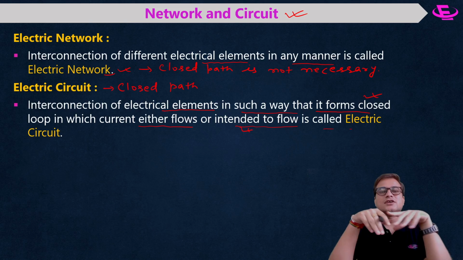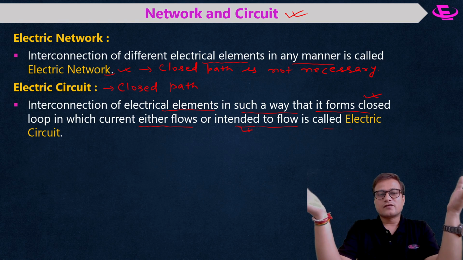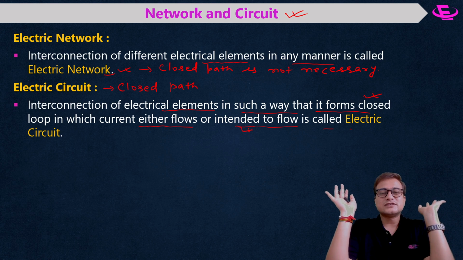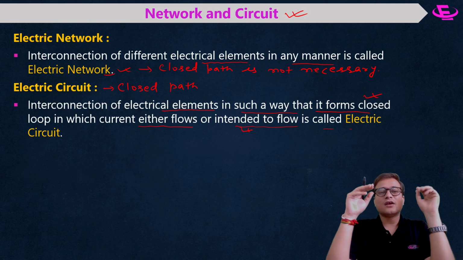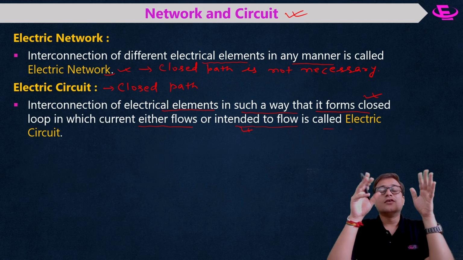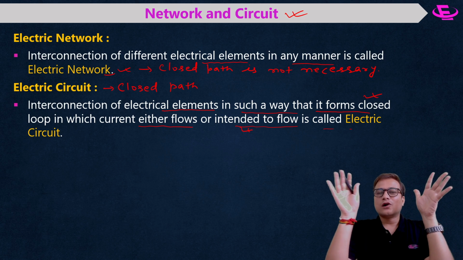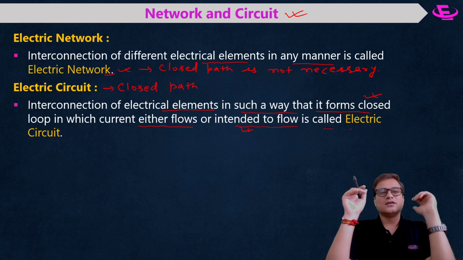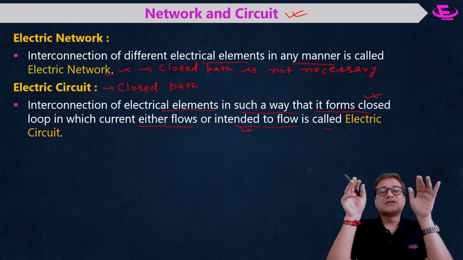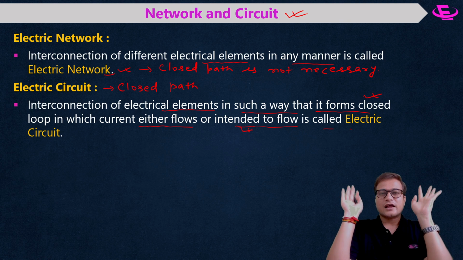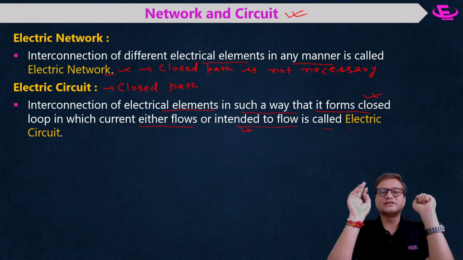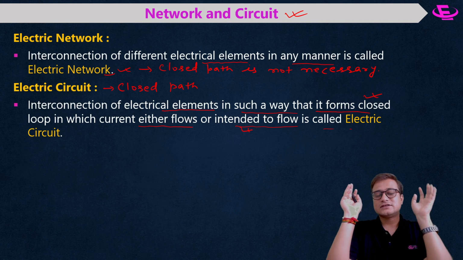So now I'm giving you some statements. First statement: all the circuits are networks. Yes, this statement is correct. Second statement: all the networks are circuits. No, because for a circuit there must be a closed path, and not all networks have a closed path. Third statement: some of the networks are circuits. Yes, this statement is correct.